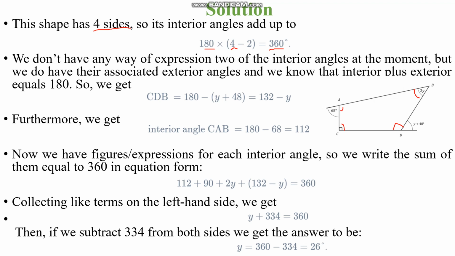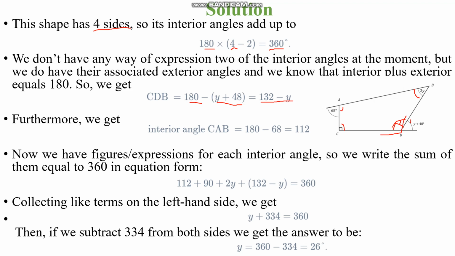Now, like we said before, we know that the sum of an adjacent interior angle and an exterior angle is equal to 180 degrees. So in this instance, this angle plus this angle gives us a total of 180 degrees. So to calculate the angle CBD, we will do 180 degrees minus y plus 48 degrees to get 132 minus y. So the angle CDB, this angle here, is equal to 132 minus y.